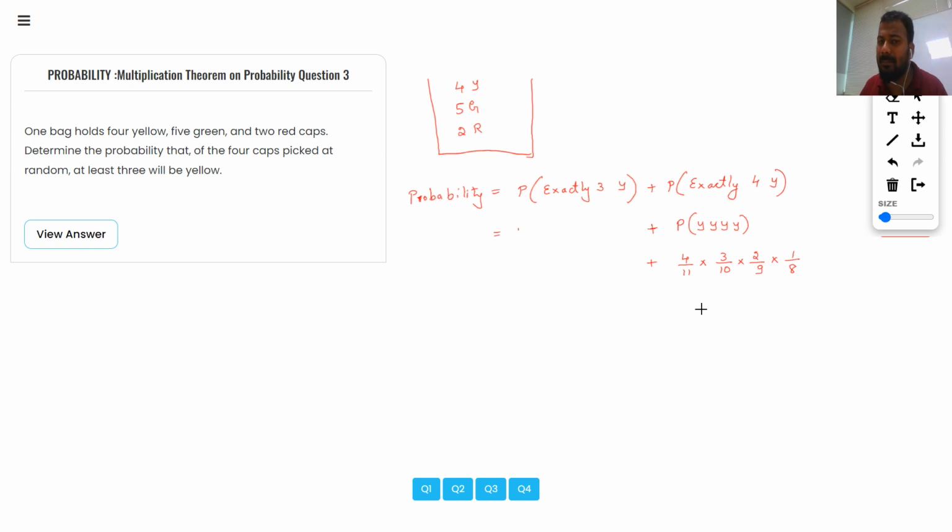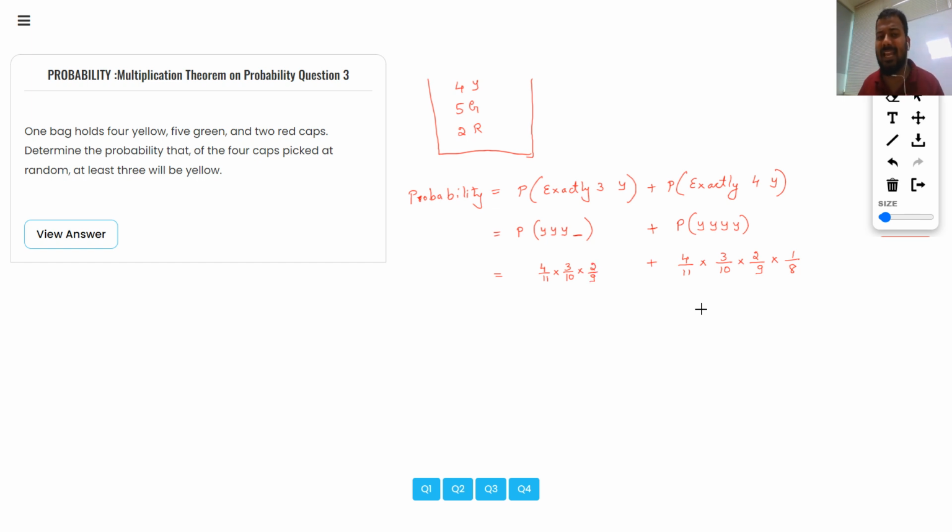Next is the probability of exactly 3 yellows. So I can say yellow, yellow, yellow and 1 more item. Now if I consider this one, you are going to select 3 yellows with 1 more item, but that 1 item can be anywhere. So it means that you are going to have 4 different combinations again. So first let me take out 3 yellows. I can take the first yellow as 4 over 11, the second yellow as 3 over 10 and the third yellow as 2 over 9.